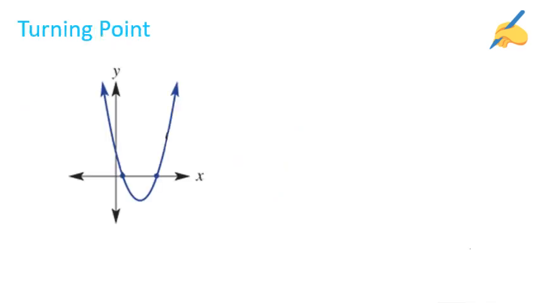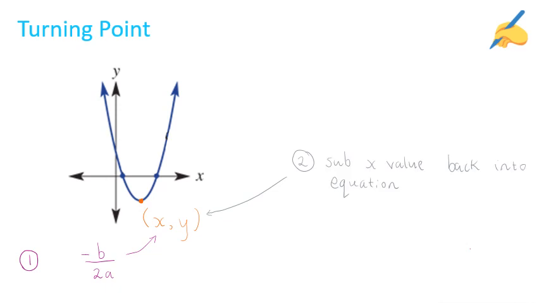So to find the turning point, which is here, its coordinates, the first thing we need to do is find the x coordinate, and we use this formula here, minus b divided by 2a. The values for a and b should already be stated at the start when you're doing the quadratic formula. Then to find the y coordinate, we substitute the x value we've just found back into the equation.